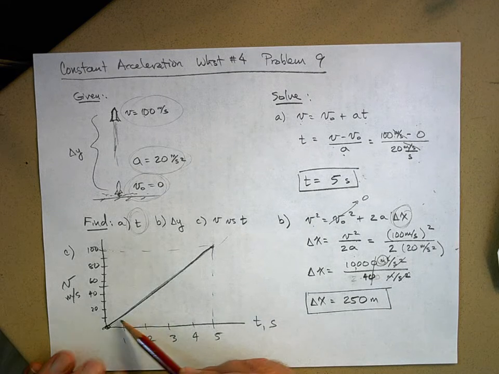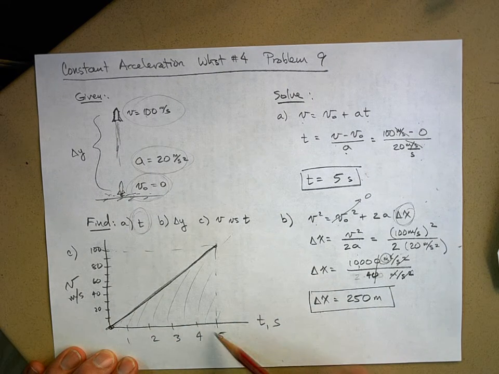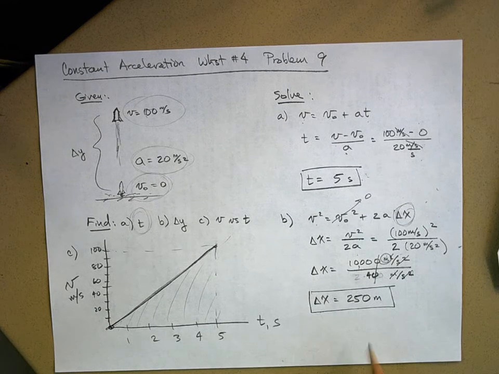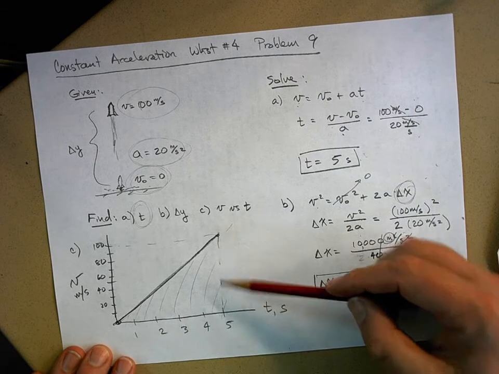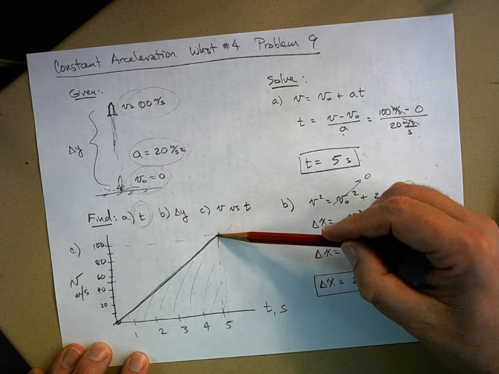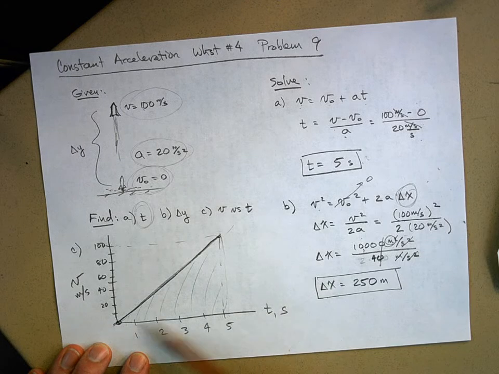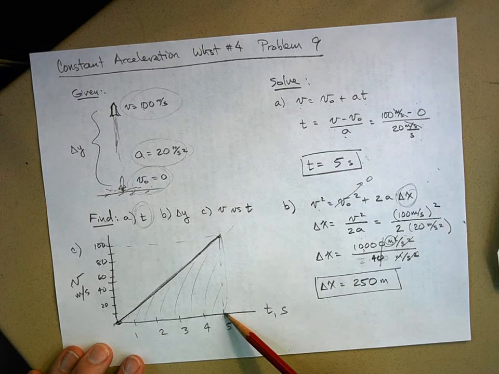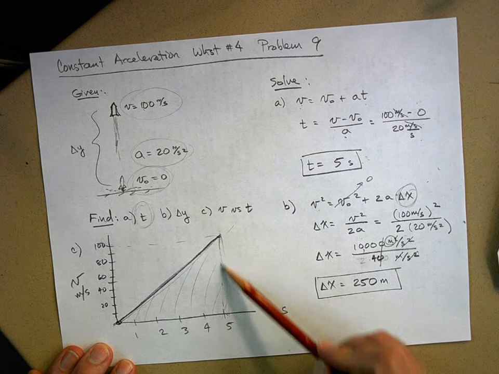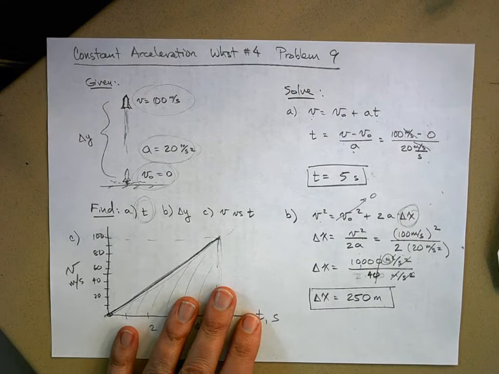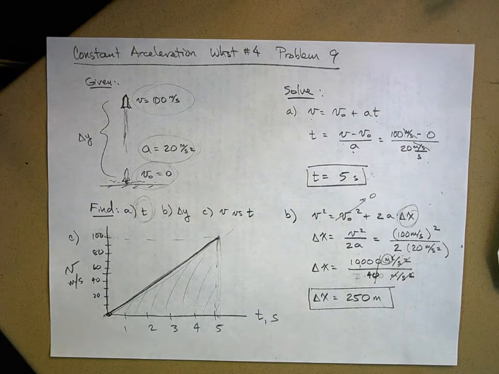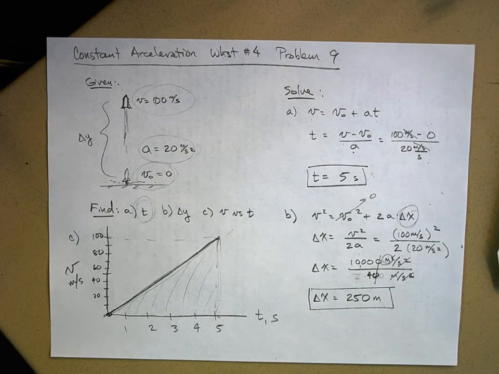And guess what this area is going to be here? It's going to be 250 meters. Watch: 1/2 the base times the height. What is 100 meters per second times 5 seconds? That would be 500 meters, but cut it in half because it's a triangle. You get 250 meters, just like we predicted using the kinematic equations. This stuff really works, people. Any questions?